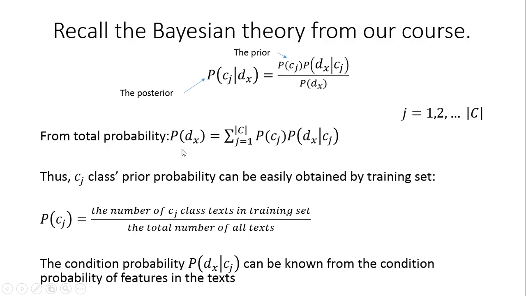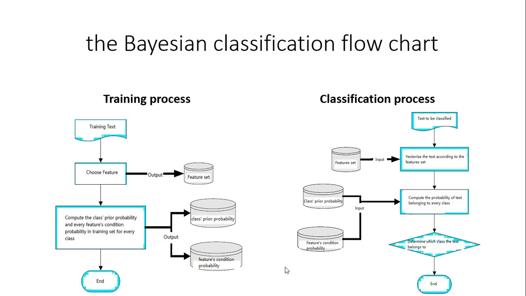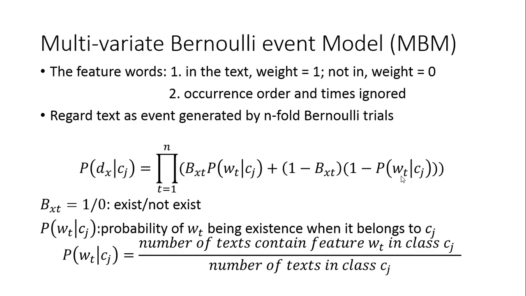From the total probability, we can get the probability for object dx, and thus the Cj class prior probability can be easily obtained by training set from this equation. The condition probability here can be known from the condition probability of features in the text. This is the Bayesian classification flowchart. Left side it is a training process, in the right side it is classification process.